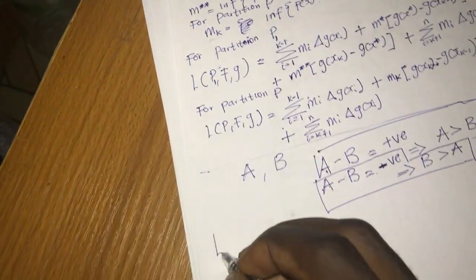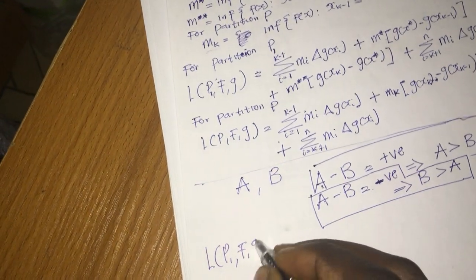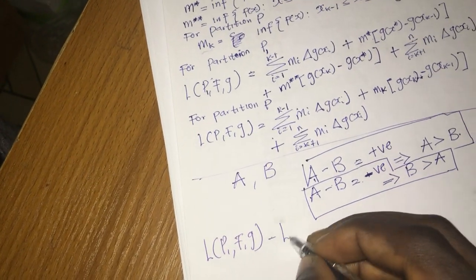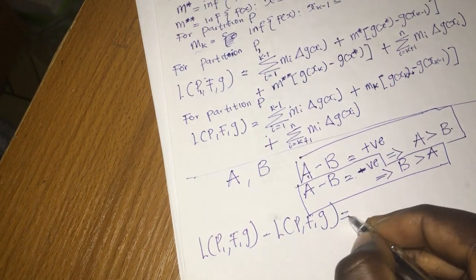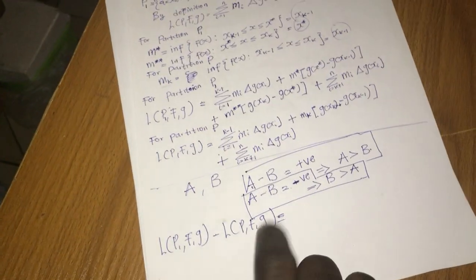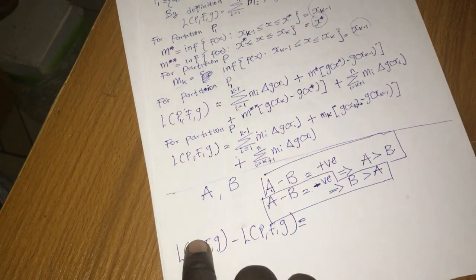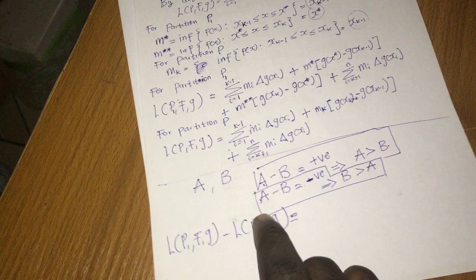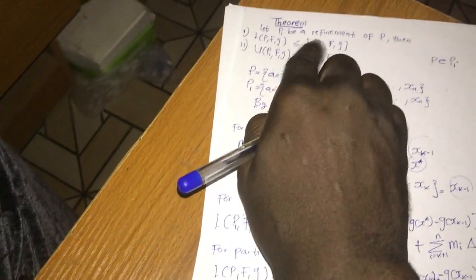So now we are going to do something. If you have L(P1,g) minus L(P,g), if we subtract this and we are having a positive value, it shows that this is greater than this. That is, the lower Riemann-Stieltjes sum of P1 is greater than the lower Riemann-Stieltjes sum of P, which is about what the question given to us.